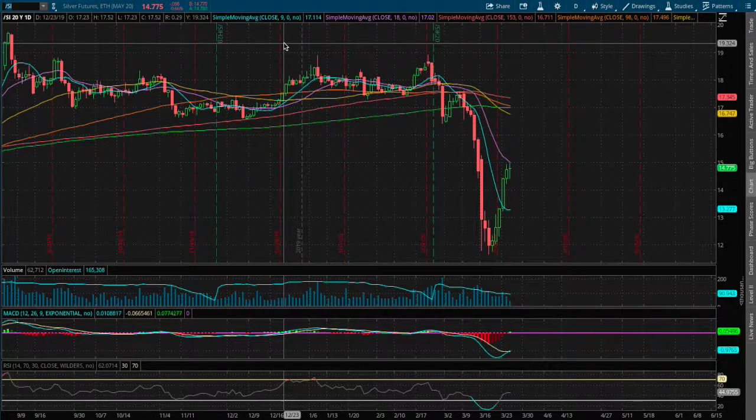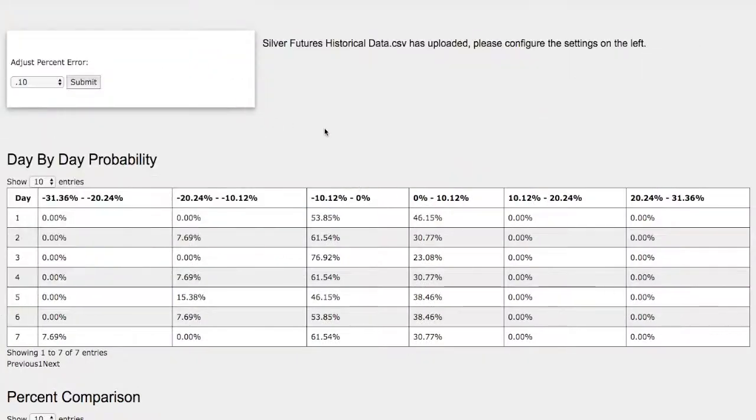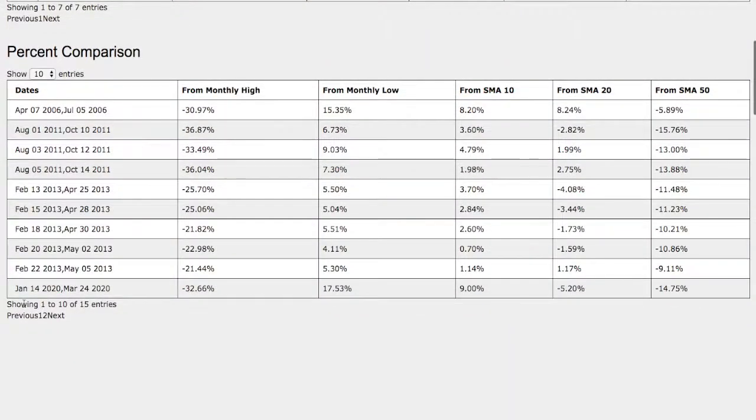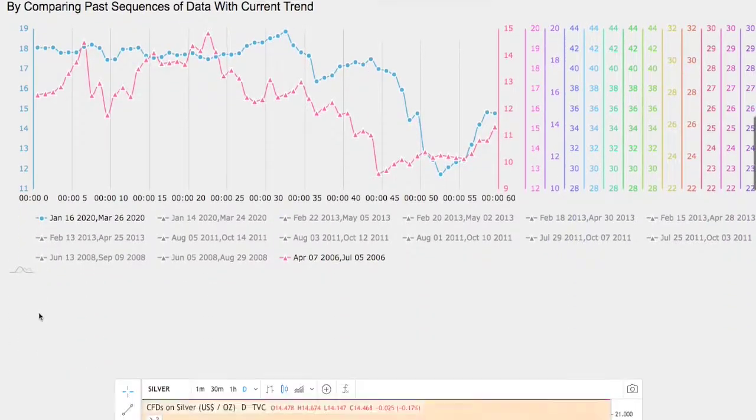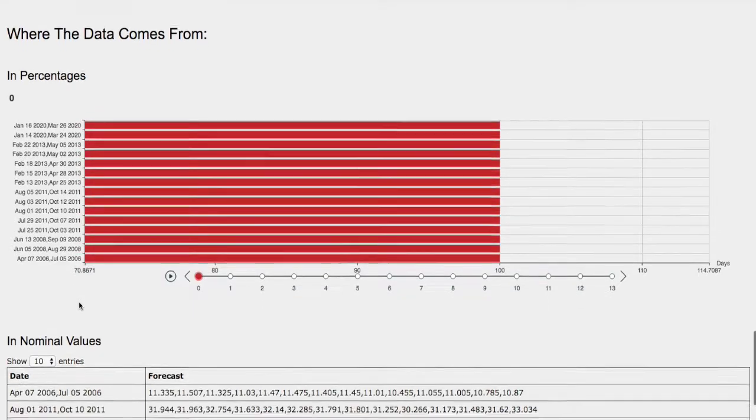Hello viewers, we'll be going over silver futures. In this video, we'll be going over the day-by-day probability model, the percent comparison, how we find the models, and the day-by-day forecast for silver.